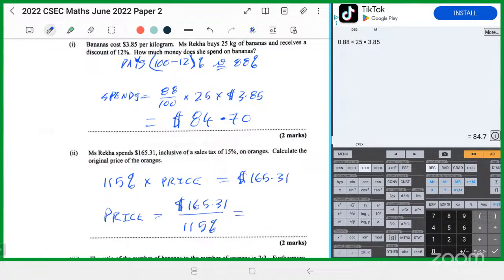All right, so we can put that in the calculator. So it's 165.31, and you're dividing that by 115%. You can actually put 115% in the calculator with the percent key like this. I'll get the answer, 143.75. You write that to the nearest two decimal places, because money is always written to 2 decimal places. So the original price was $143.75.